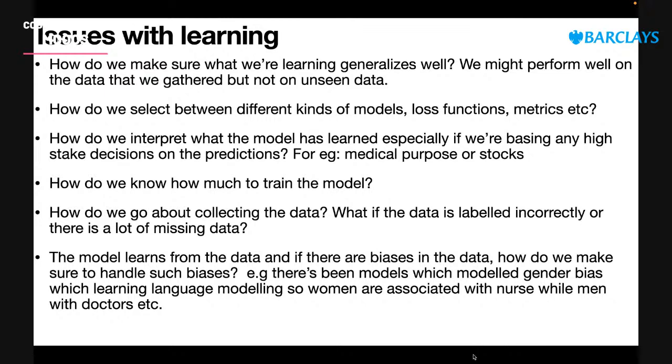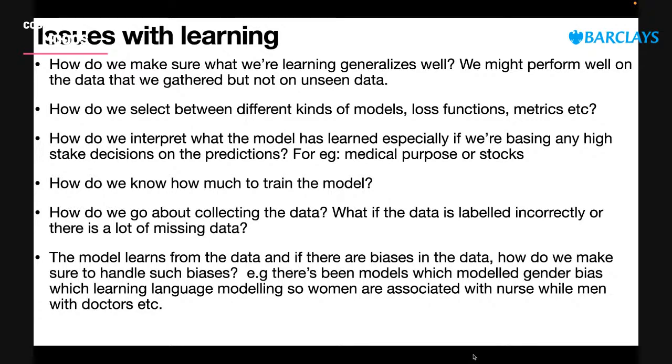How do we select different kinds of models, loss functions and metrics? If you go searching for machine learning models, there are a lot of models available, so which model to select for my project? How do we interpret whether the model has learned, especially when we are basing high stakes on it, for example medical purposes or stocks? In the medical field, if any prediction is wrong, the stakes are high. Same for stocks.